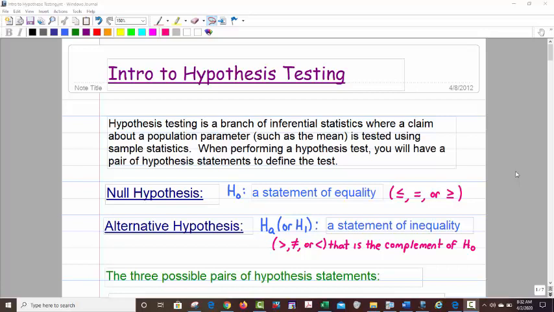So in other words, somebody makes some claim about a value, and then we're going to use statistics to test to see whether we agree or disagree with that claim.